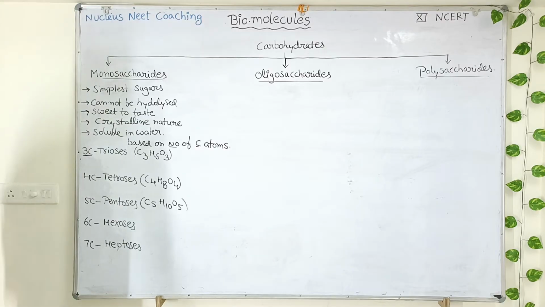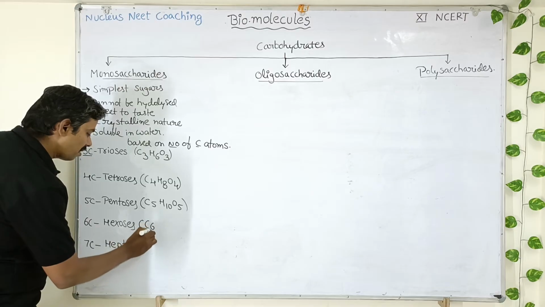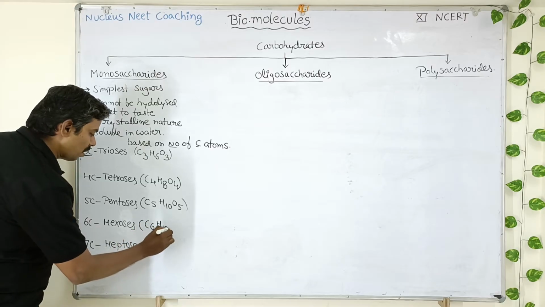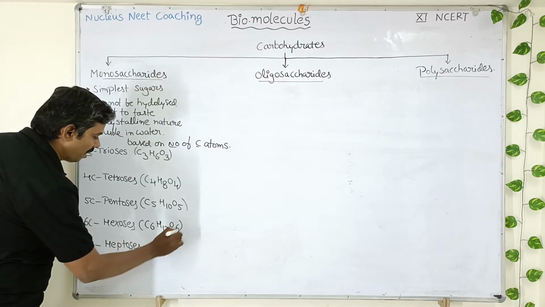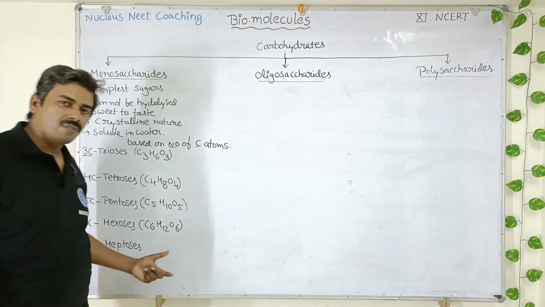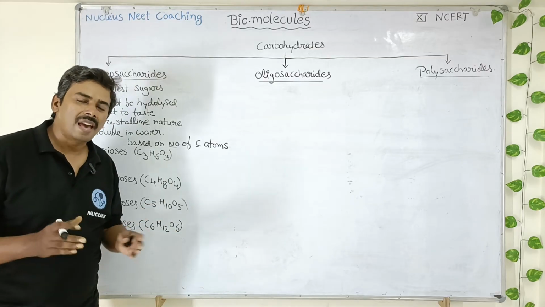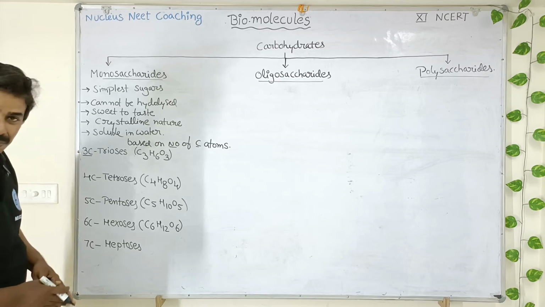Pentoses. Next, 6 carbon monosaccharides are called hexoses. They have the general formula C6H12O6. Okay, so this is very familiar, right? C6H12O6 is the formula of glucose. Not only is it the formula of glucose, it is even the formula of galactose and also fructose.